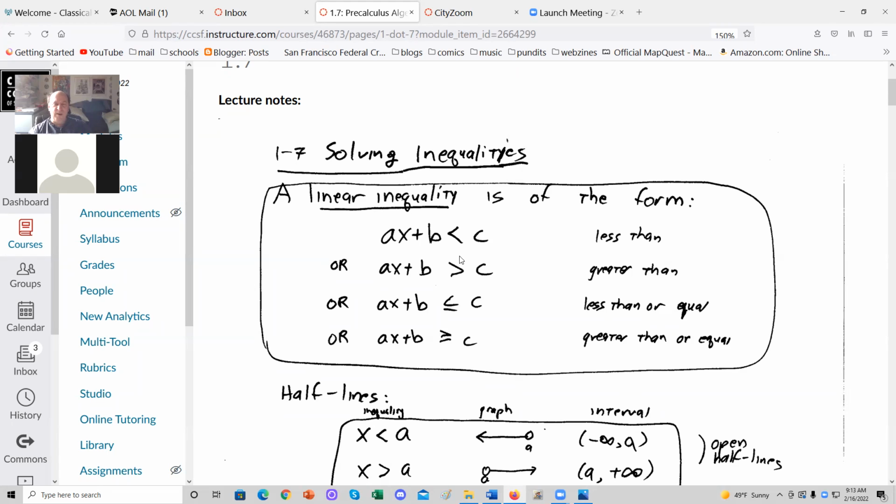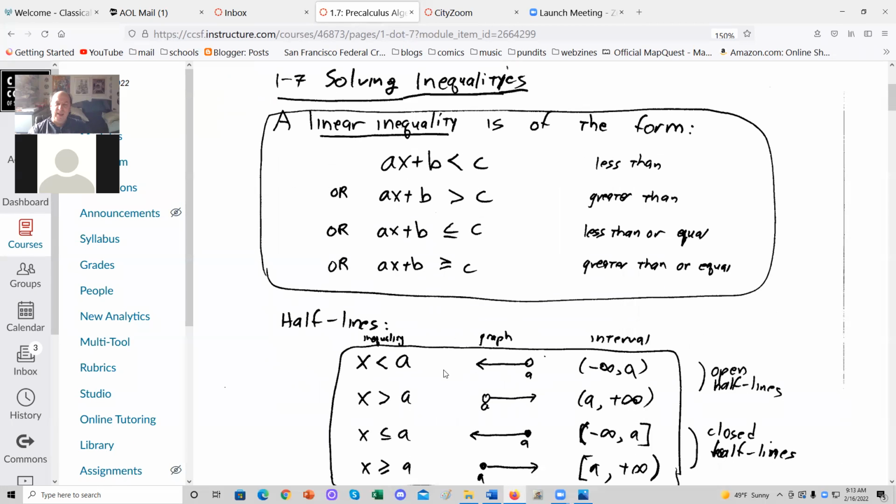Okay, so these are inequalities rather than equations. A less than sign, x less than a, refers to everything to the left of a, and the graph looks like this. We have what is called interval notation, minus infinity to a, which denotes this half line. X greater than a: its graph doesn't include a, but does include everything to the right of a, as this graph indicates. It's denoted by this interval notation, parenthesis a to plus infinity parenthesis. Okay, now these are half lines, and they don't include the endpoints, so they're called open half lines.